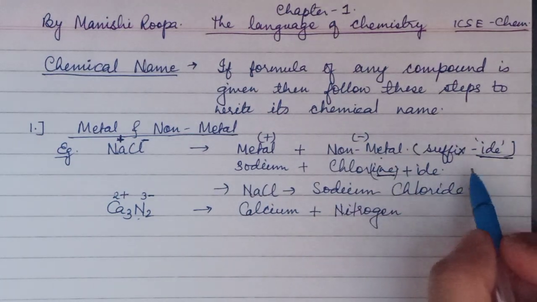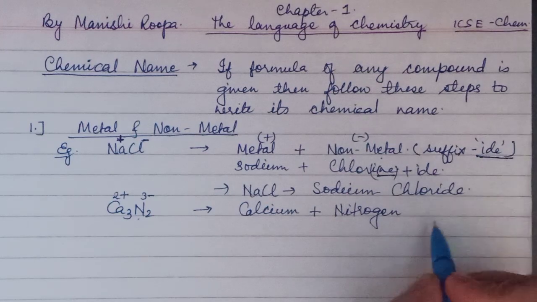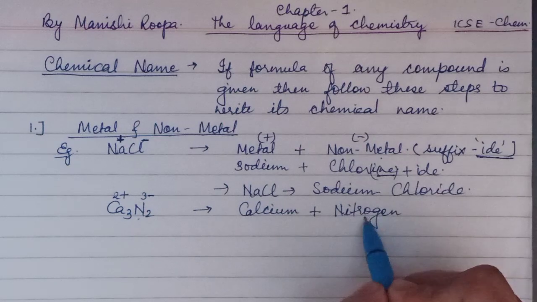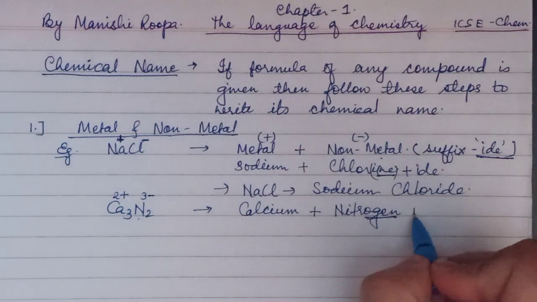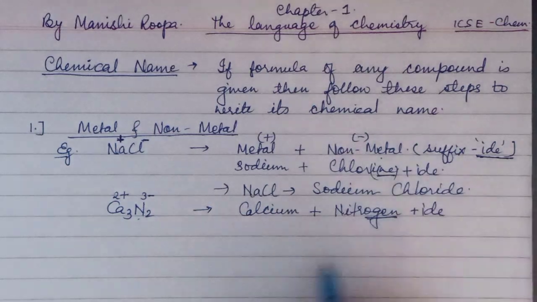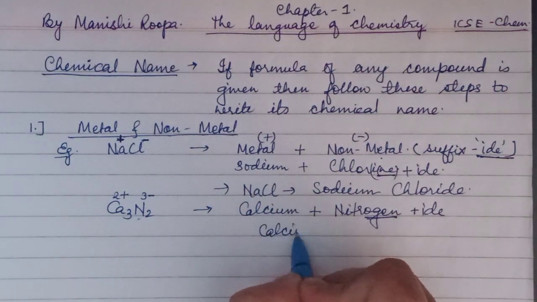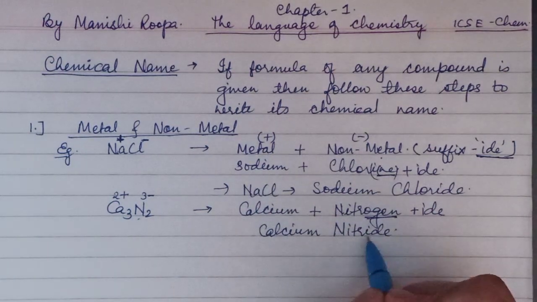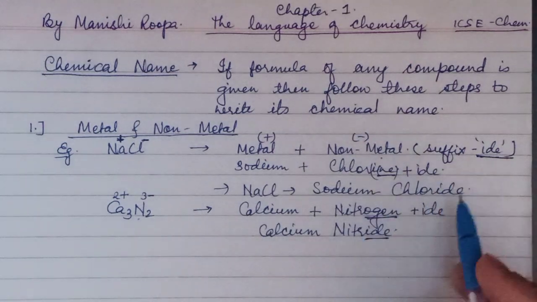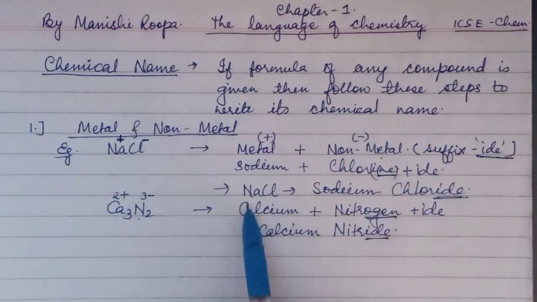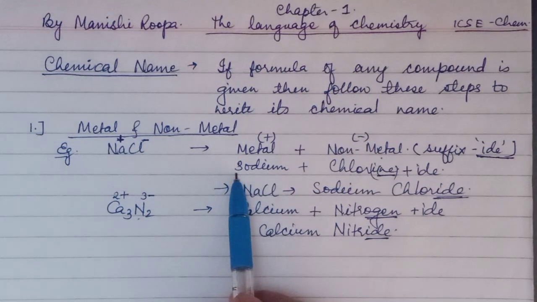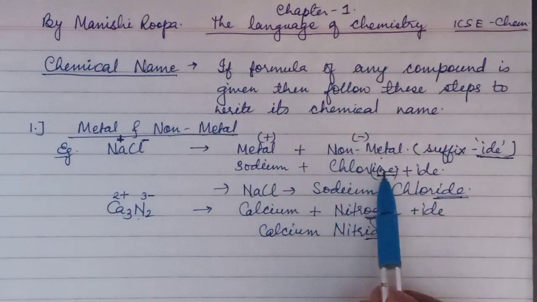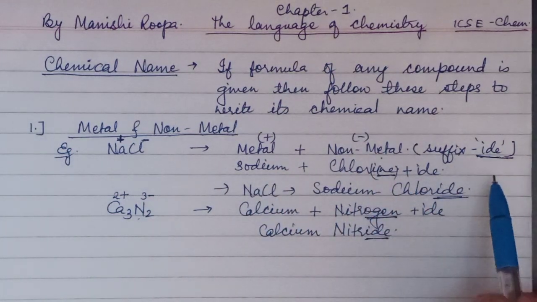Nitrogen. One more thing you have to do, you have to add the suffix IDE. Here it is replaced by IDE. So it will be calcium nitride. Clear to you all? Every time the non-metal is ending with IDE and the metal keeps the same chemical name. The metal will remain the same, and the non-metal changes with the suffix IDE.